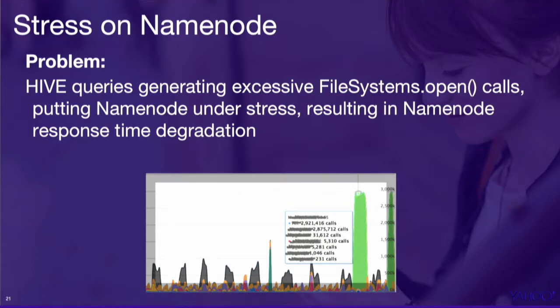And the Hive queries were generating excessive file system open calls, which were essentially ending up on the name node, putting the name node under extreme stress. The symptom here was that the response time from the name node had degraded, and that degradation was affecting not just this job, but all the other jobs on the cluster.